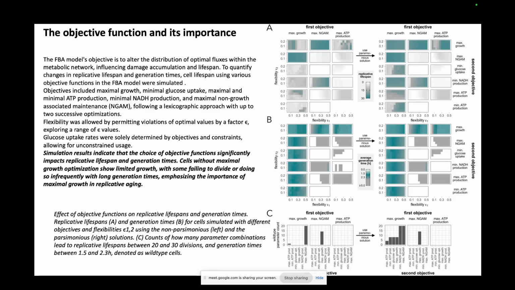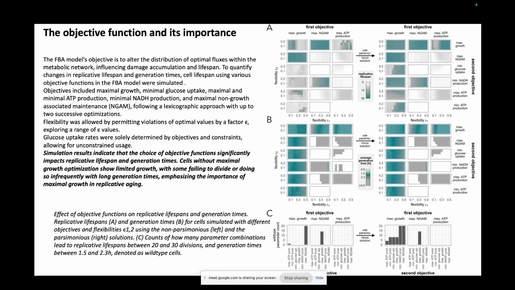Now the objective function is actually the most important part of FBA. Depending on how you define the objective function and how you are trying to maximize or minimize that function, the solutions will be produced in that manner. So you can have good solutions if you are using a good objective function. You will have not so good solutions if you are not using a good objective function.